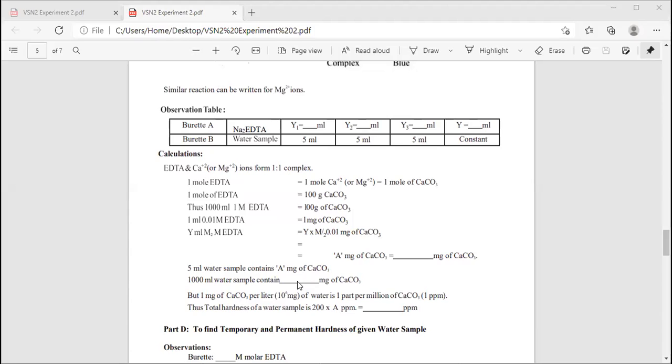No, so it is total hardness. How much is total hardness?